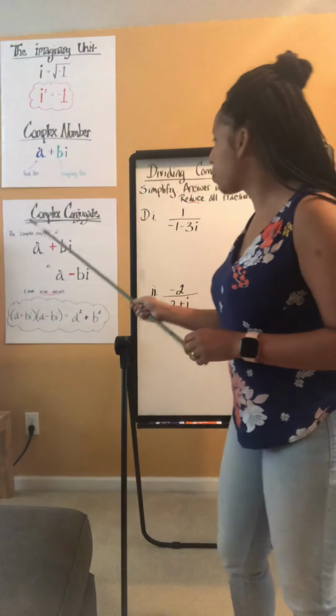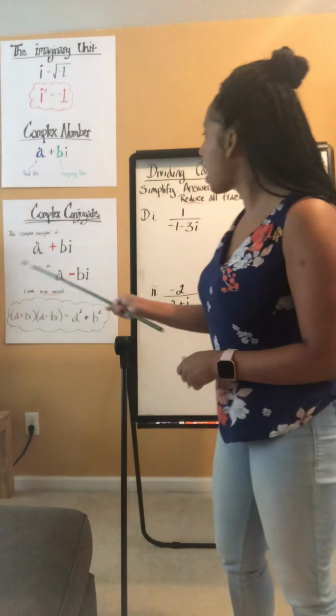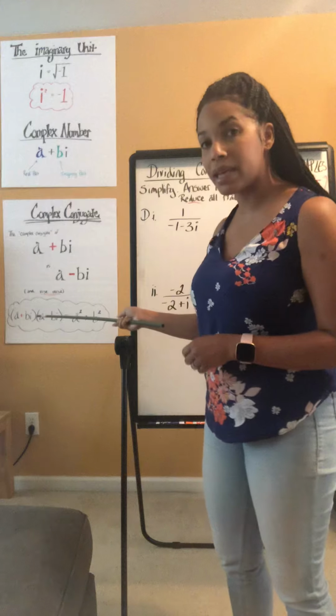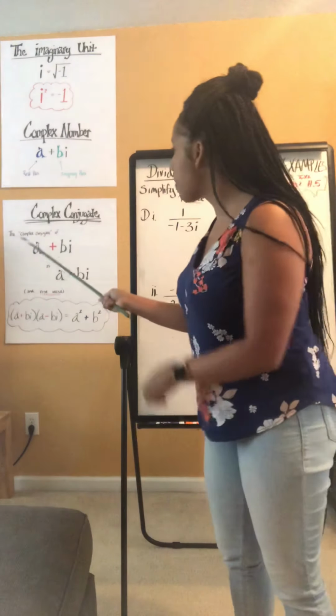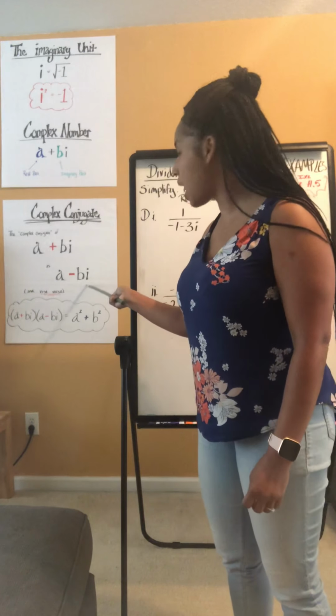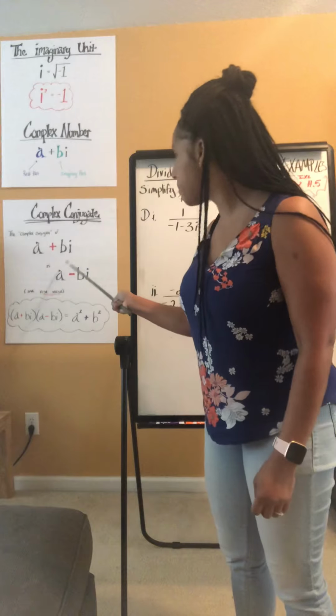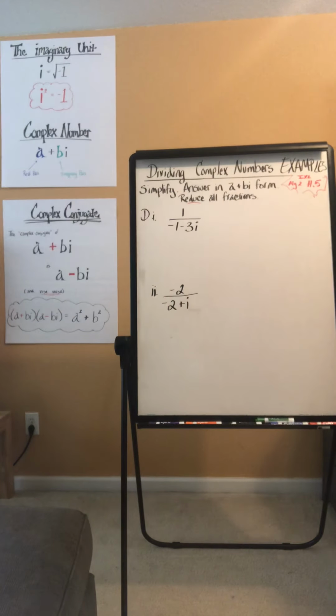So if I want to get rid of the i in the denominator, and I have two parts, then I want to multiply by its complex conjugate. And I'm going to show you how that gets rid of the i's. So the complex conjugate just says if I have an a plus bi, its complex conjugate is a minus bi, and vice versa. So if I have an a minus bi, its complex conjugate would be a plus bi.